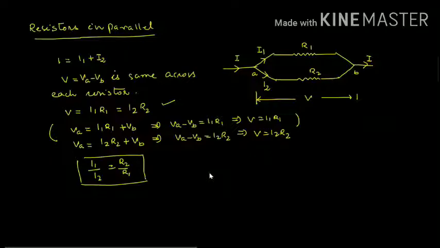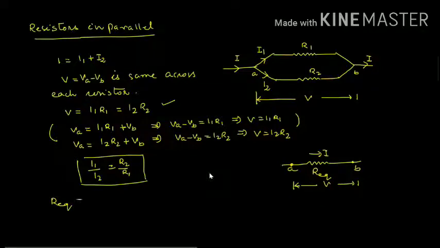Now these two resistors which are connected in parallel can be replaced by a single equivalent resistor. This point is A, this point is B. Current flowing through the resistor is I, and the equivalent resistance is R equivalent. Potential difference between A and B is V. So R equivalent is equal to V by I, or I is equal to V by R equivalent.